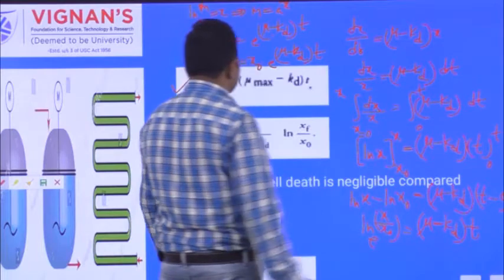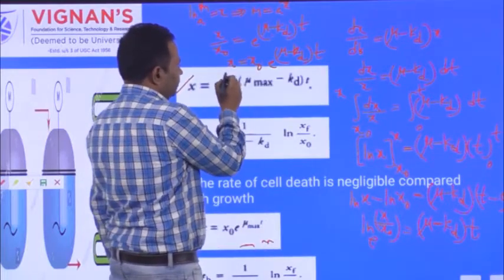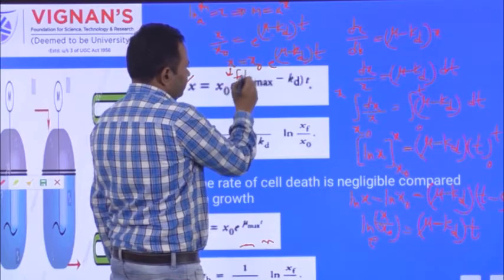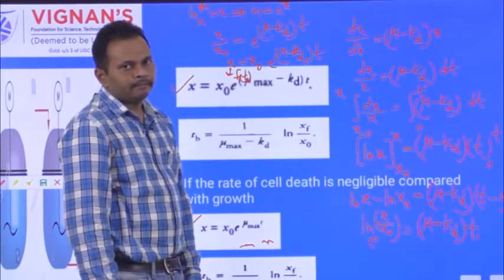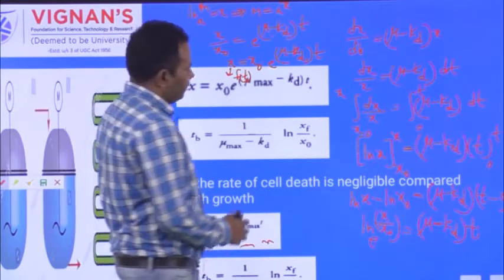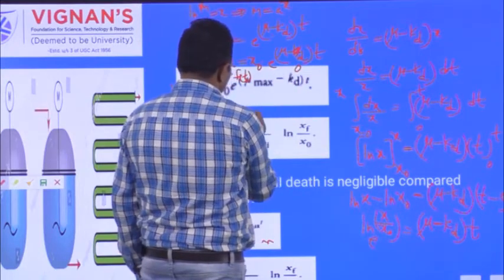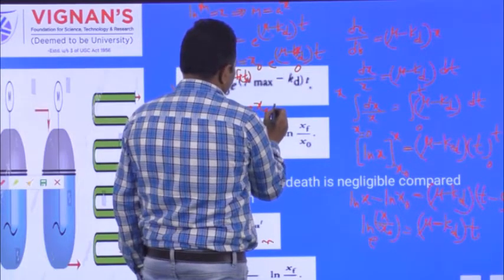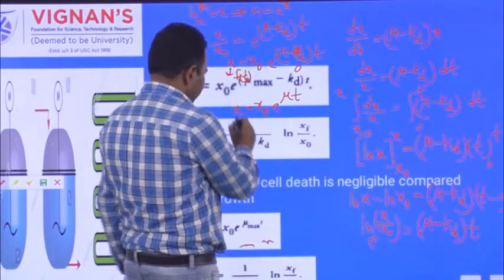This is the equation. This is the cell concentration at any particular time t, as a function of time t, equal to x naught into e to the power of (mu minus kd) into t. In the next step, when you apply this to the exponential phase or log phase, compared to the mu, you can neglect the kd. Then this equation becomes x is equal to x naught into e to the power of mu t. This is the final equation.